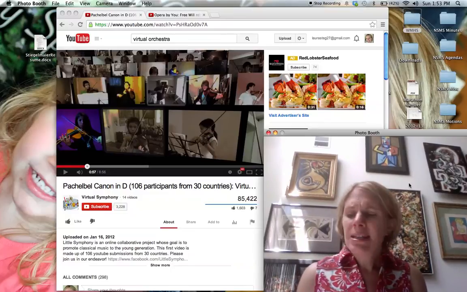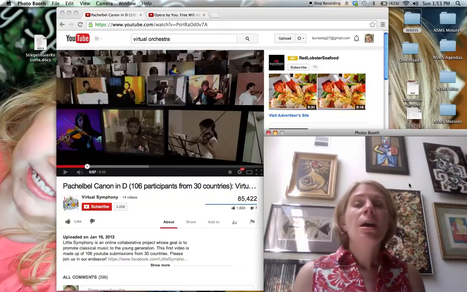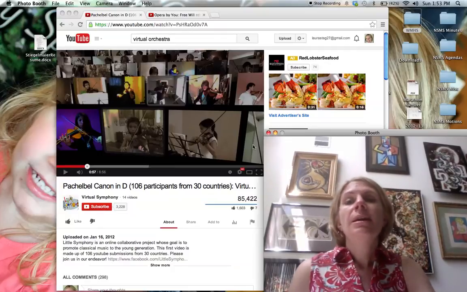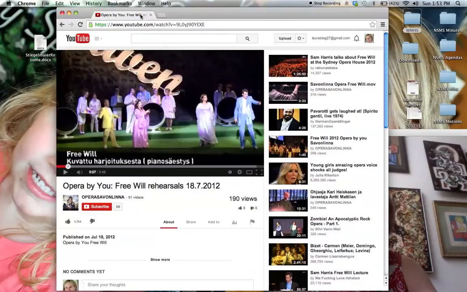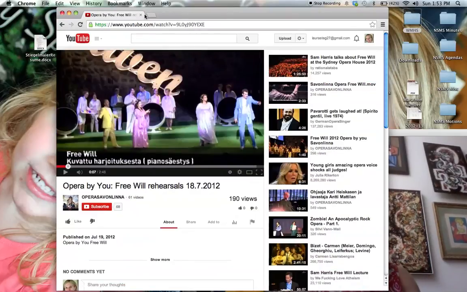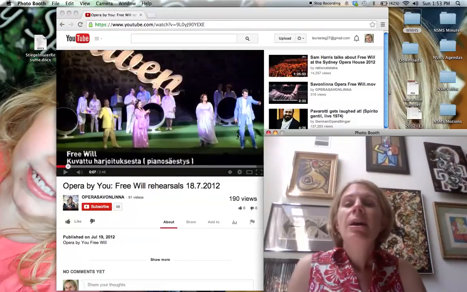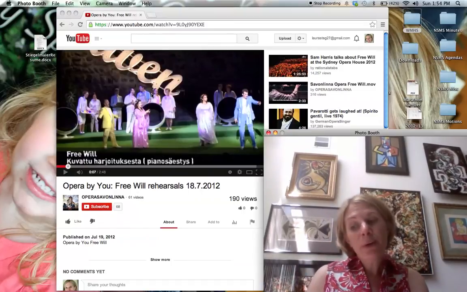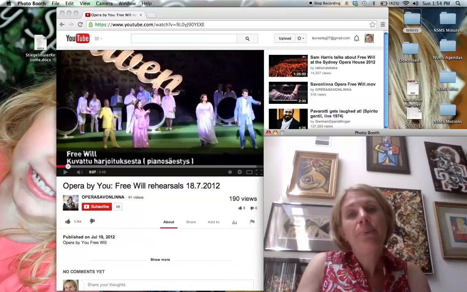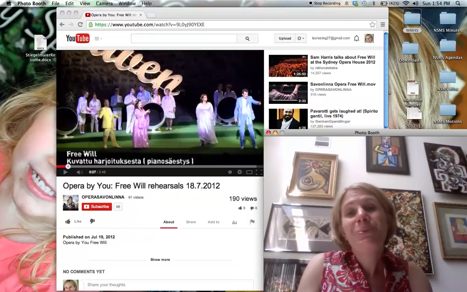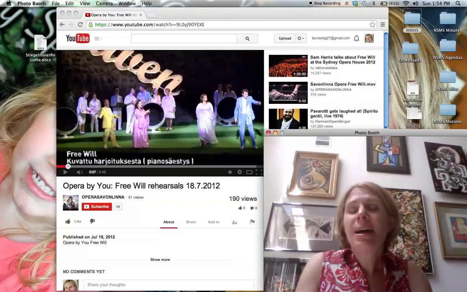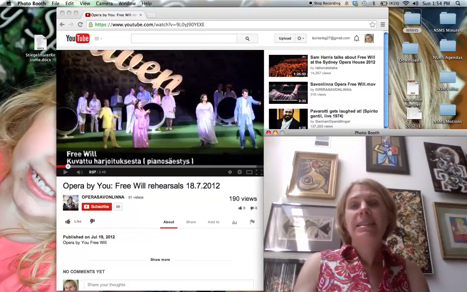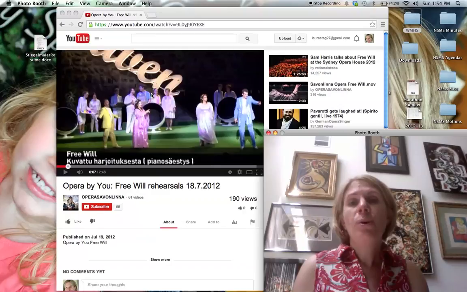But the next step of SAMR, which would be redefinition, can really be summed up in what has become crowdsourcing for creative endeavors. And this one is an opera called Free Will, and it's by a company called Opera by You, which is a Finnish company. And what they did was they wrote this opera by using ideas from anybody who wanted to be a part of it.